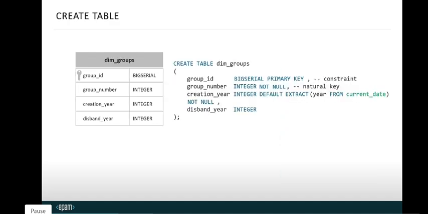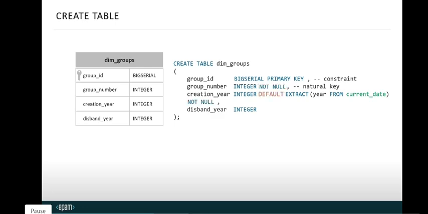The columns of the table will be group ID, a surrogate primary key; group number, a numeric value indicating the group number; creation year, the year the group was formed; and disband year, the year of its disbanding. The group ID column has a primary key constraint, specifying the primary key, and a bigserial data type. Group number and creation year columns have not null constraints because these columns are expected to always be filled. Additionally, creation year is set a default value using a default keyword.